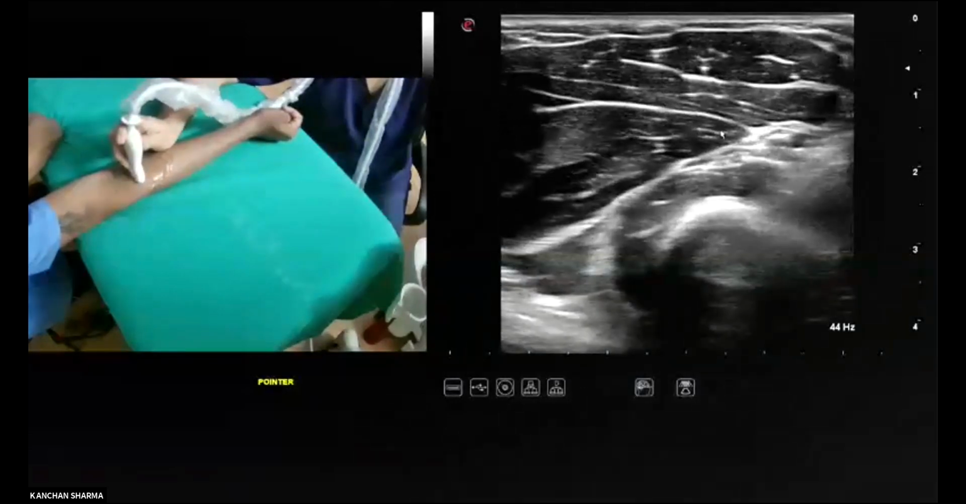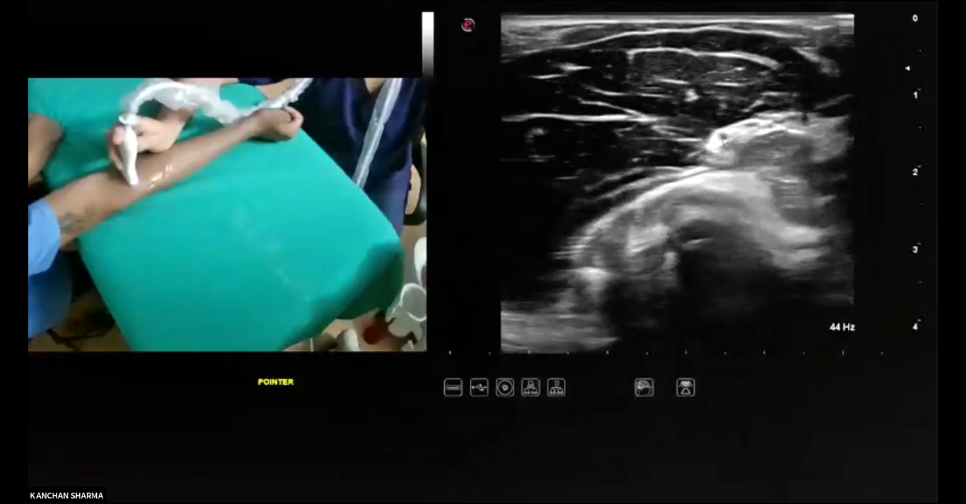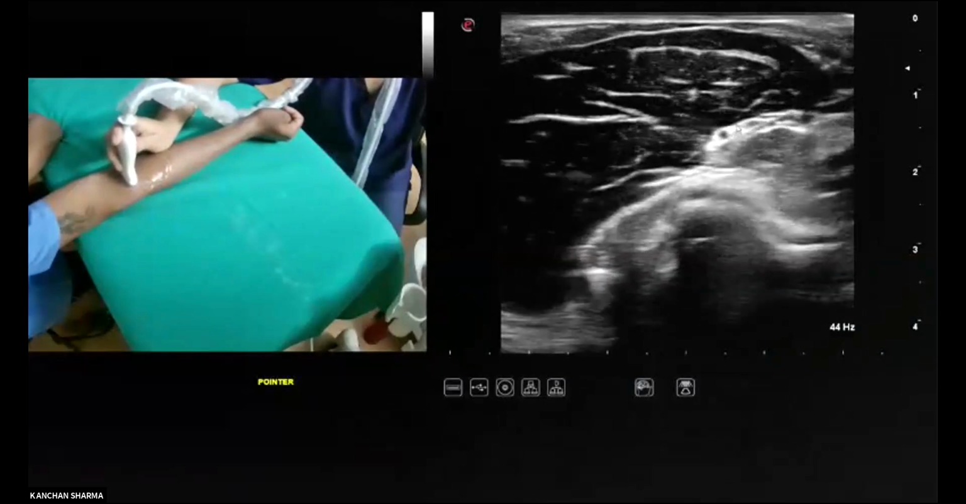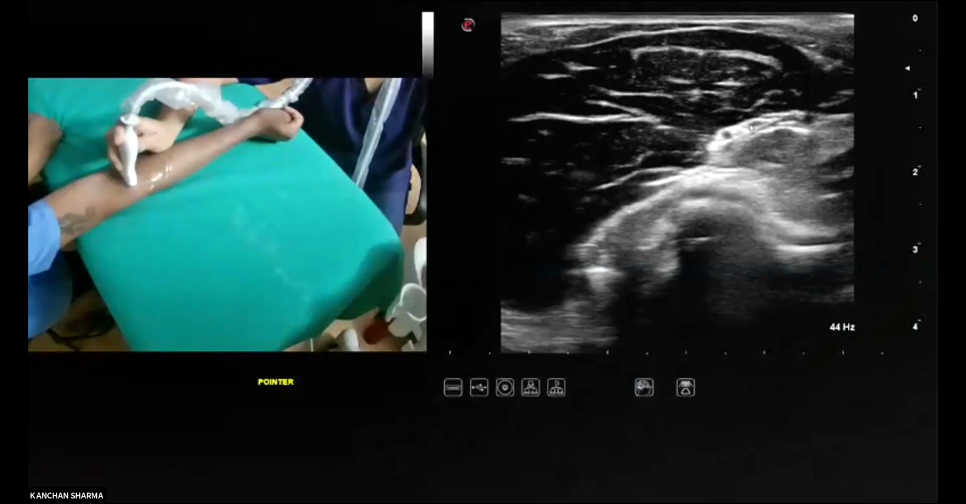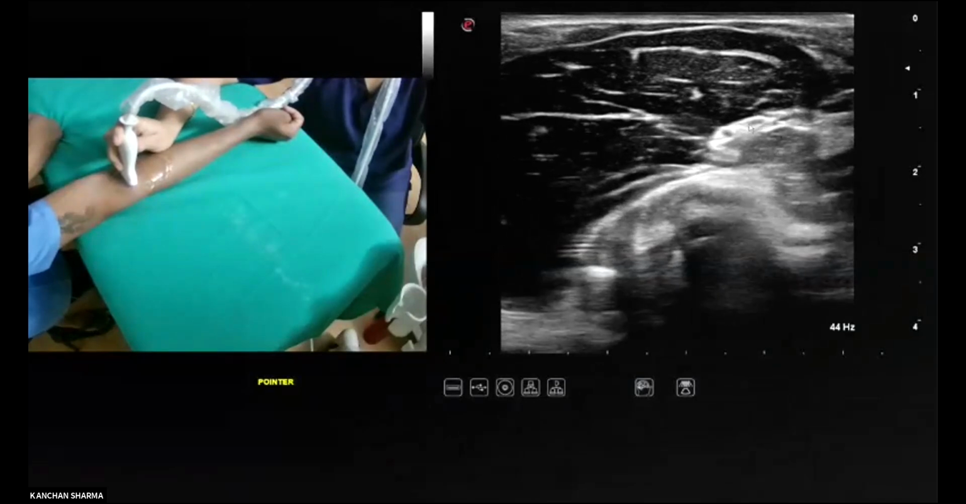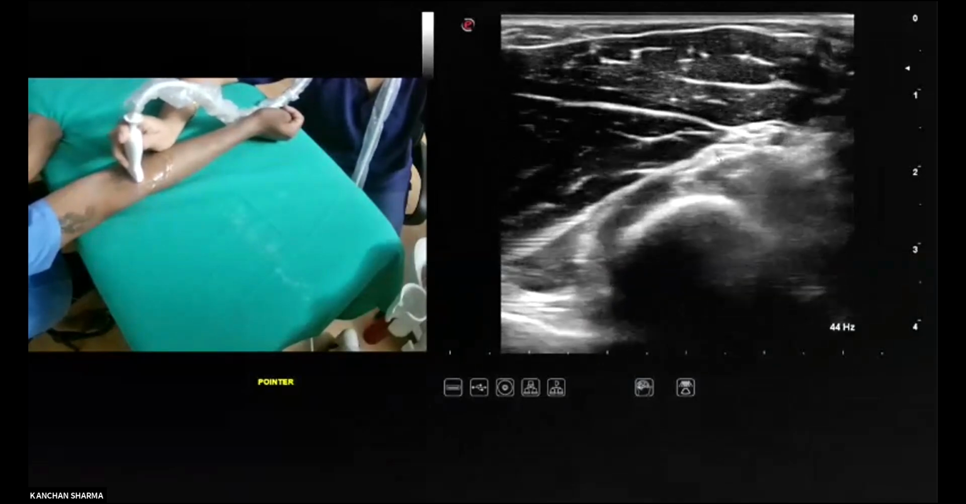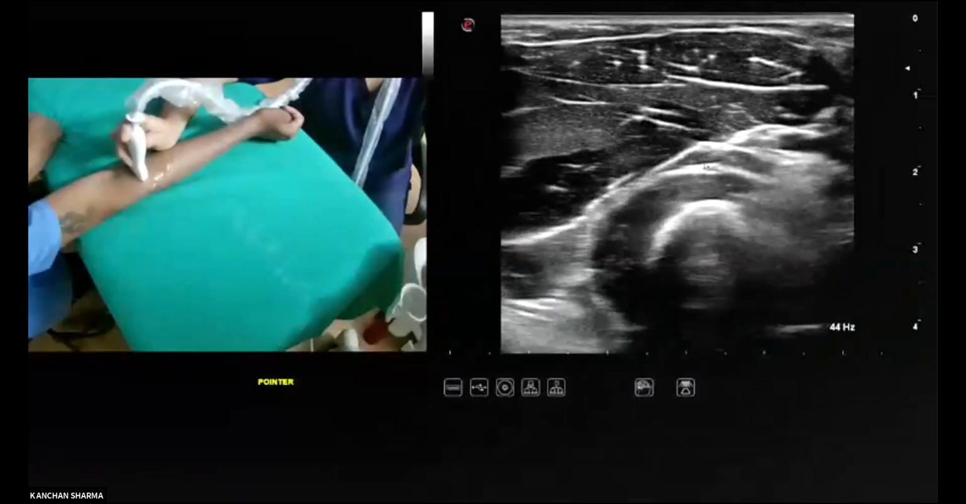Sometimes you will not be able to see. But in this volunteer, since you are able to see it very nicely, do not get confused, because you have another black dot which is pulsating also. So they are radial recurrent vessels. So if you are tracing this black dot, it should be entering between the two muscles.